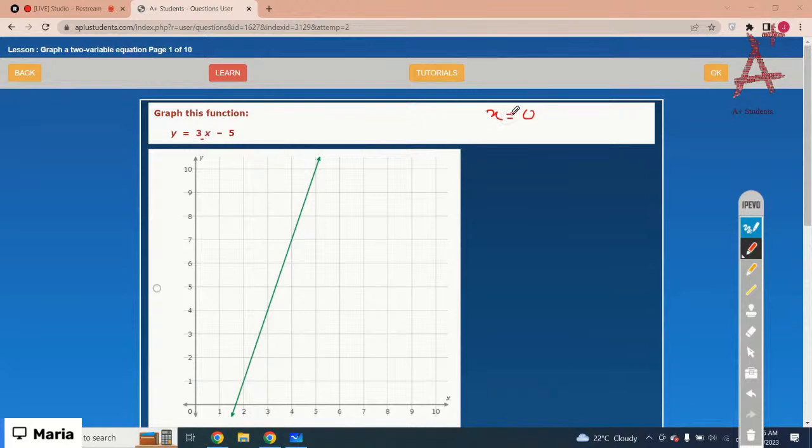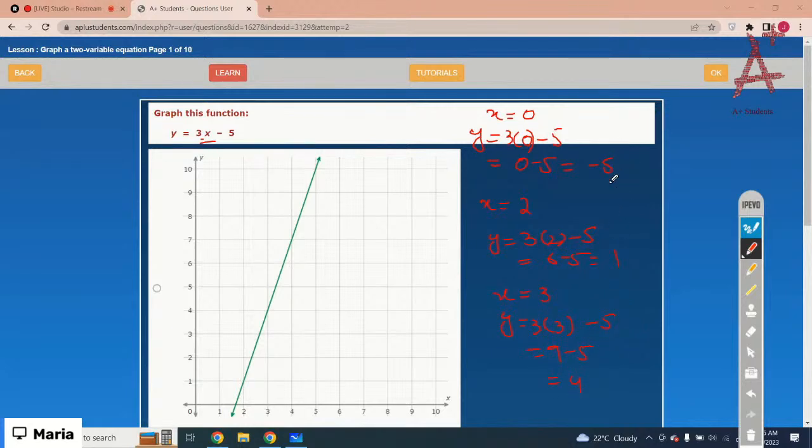When x equals 0, the equation is y equals 3 times 0 minus 5. 3 times 0 is 0 and 0 minus 5 is minus 5. That means when x equals 0, y equals negative 5. Got it? Now I'm going to substitute x equals 2. So it is y equals 3 times 2 minus 5. 3 times 2 is 6 and 6 minus 5 equals 1. Got it? Okay, the next one is x equals 3. That would be y equals 3 times 3 minus 5. 3 times 3 is 9 and 9 minus 5 equals 4.